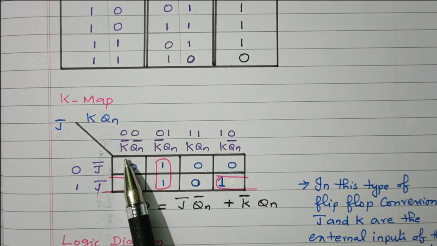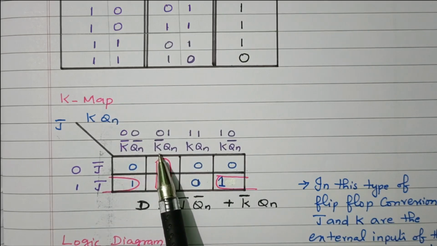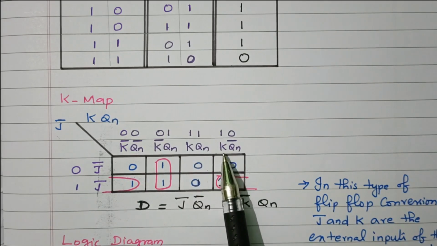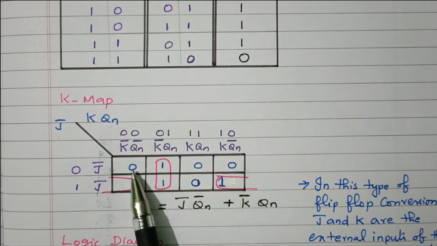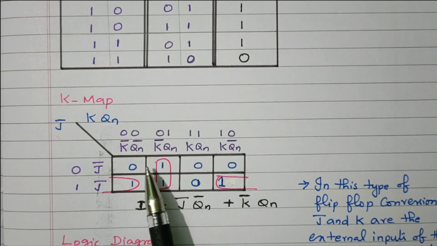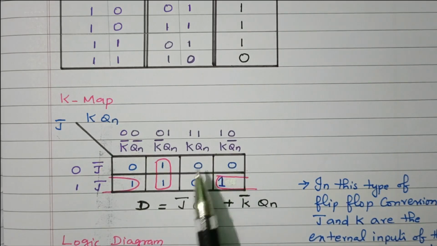0, 0 means K bar, Qn bar. 0, 1 means K bar, Qn. 1, 1 means K, Qn. 1, 0 means K, Qn bar. Now all these values are filled from the table, what we discussed, the conversion table. We know that this is 0, 1, 2, 3, 4, 5, 6, 7. So these 8 values are filled together.